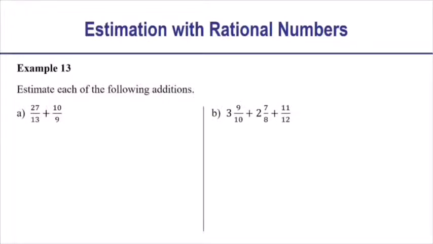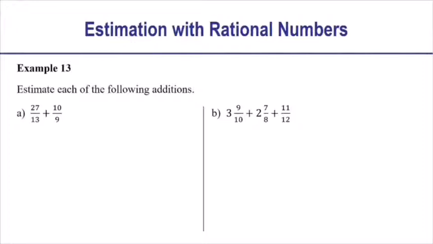Now let's look at example 13 together, and this is just a little more practice with estimation. It says estimate each of the following additions. Here we have 27/13 plus 10/9. And notice that these numbers are both so unusual for us that this is not something that you would be expected to do mentally, but you can get a really good estimation.